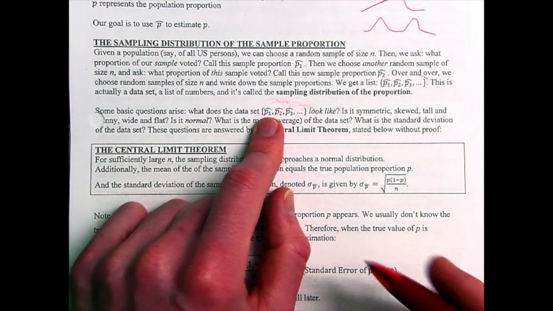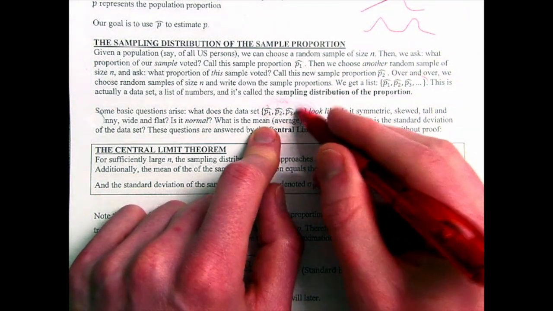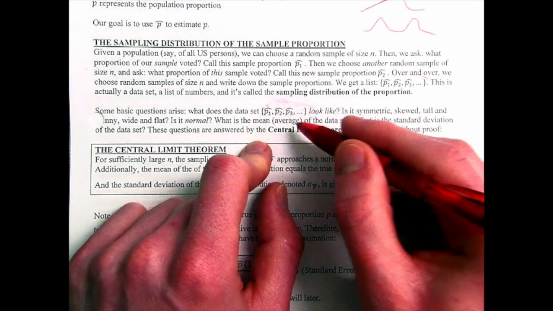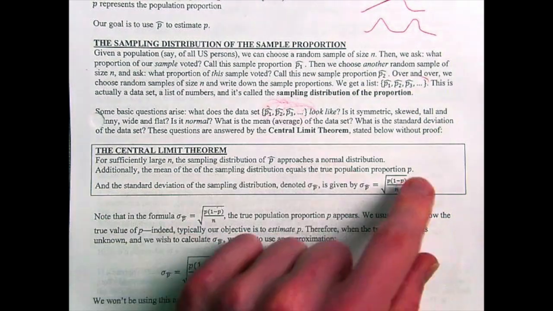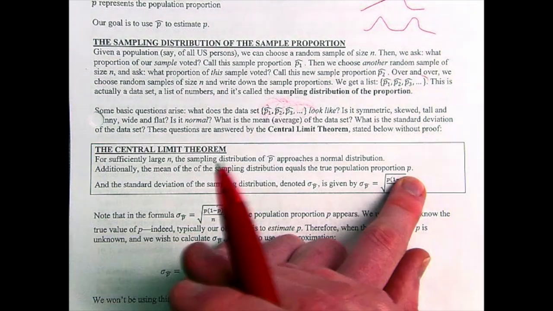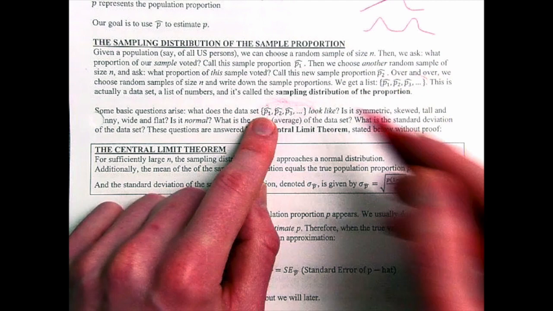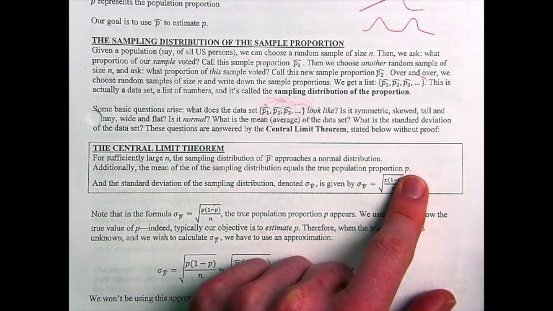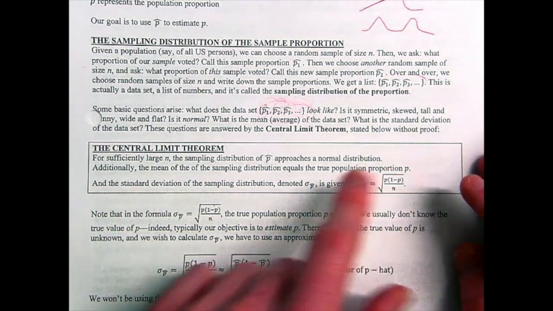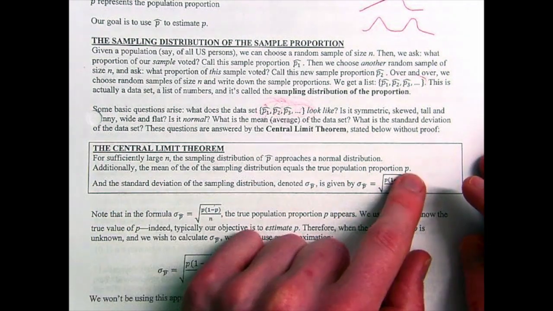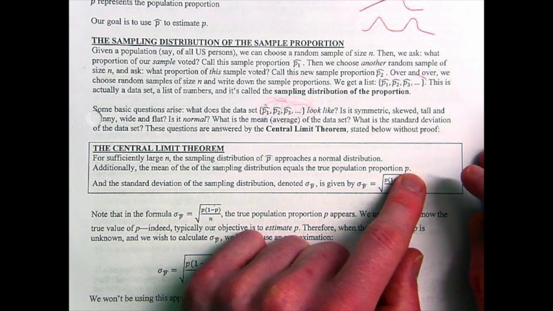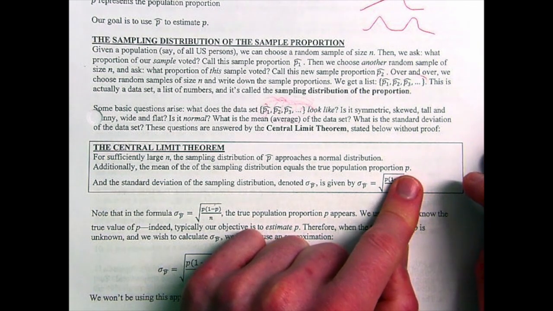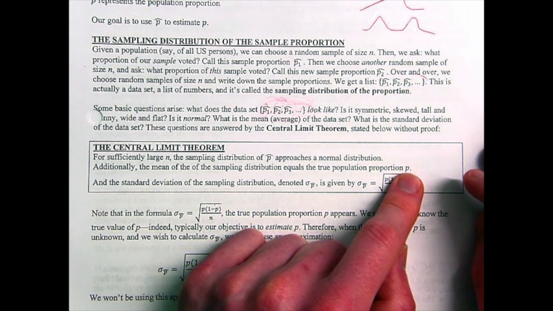But here's the thing. If you repeatedly take samples and keep computing a sample proportion over and over again, yes, sometimes it's going to be above the true value of p and sometimes below. But if you take the average of all of these numbers, you're going to get p, the true population proportion. So the fact that the mean of this data set is little p, the true population proportion, is not surprising. That makes sense. And we can also ask, what is the standard deviation of this data set?